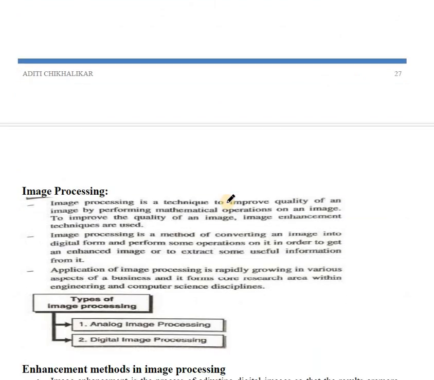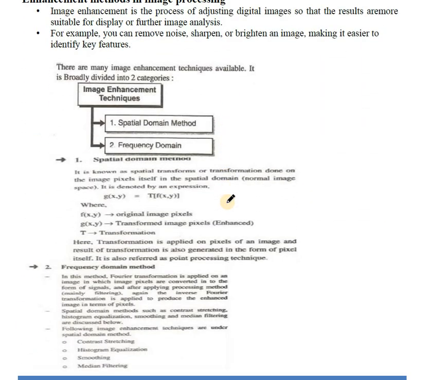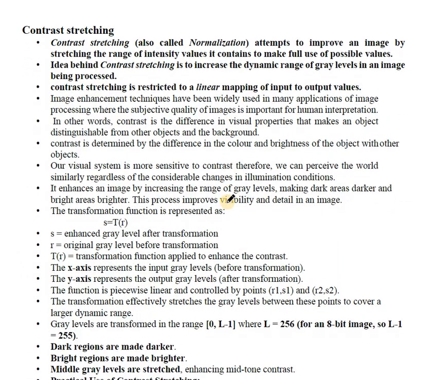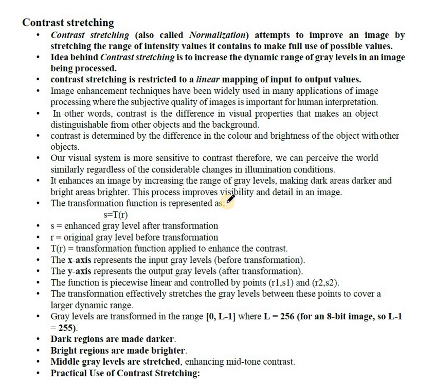Now we go ahead to the next topic, which is called image enhancement techniques. They come in the spatial domain and in the frequency domain. We are going to see a few of them. The very first is contrast stretching. Contrast stretching will improve the quality of the image by stretching the range of intensity values in such a way that the image is neither very light nor very dark, and it is actually using the dynamic range of gray levels in the image.